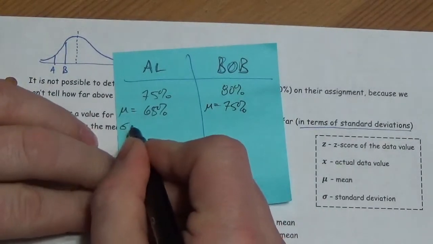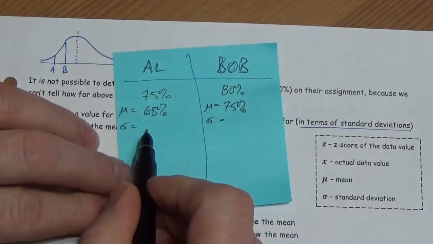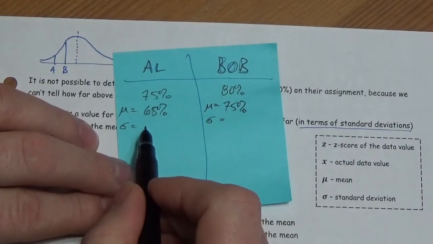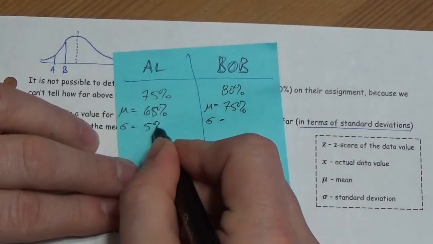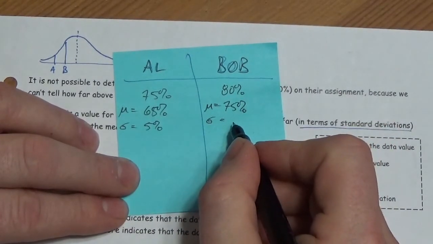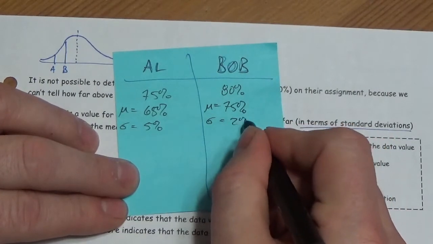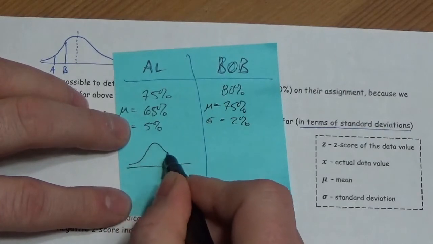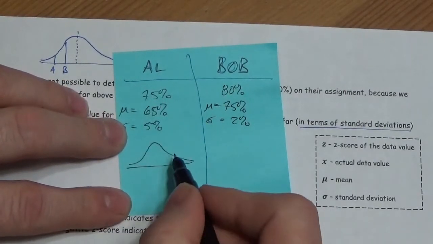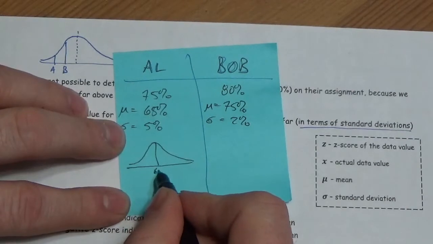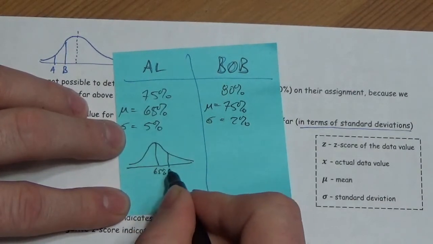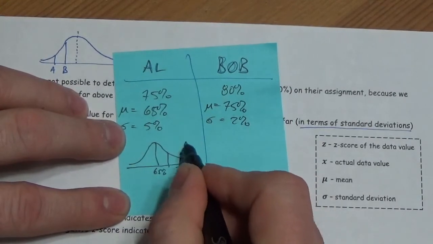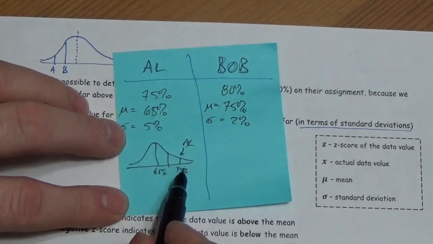What we need is the standard deviation. Let's say, for example, that the standard deviation here is 5%, but the standard deviation here is, let's say, 2%. So this is now what I'm telling you. Here's the class that Al's in. Here's the mean at 65%. One standard deviation over is 70, two standard deviations over is 75%. Here is where Al is. Al is two standard deviations above the mean.